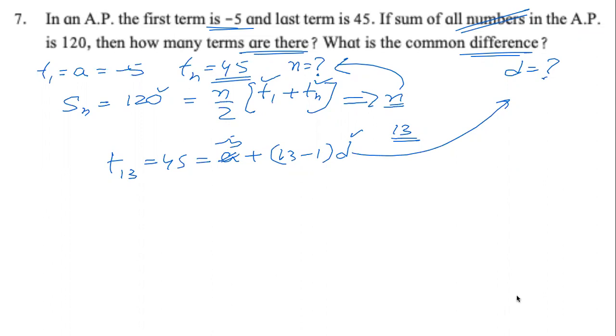So it is a two-step answer. First, using the formula for sum of first n terms, we will get the value of n. Then we use the value of n in the nth term formula to find the common difference D.